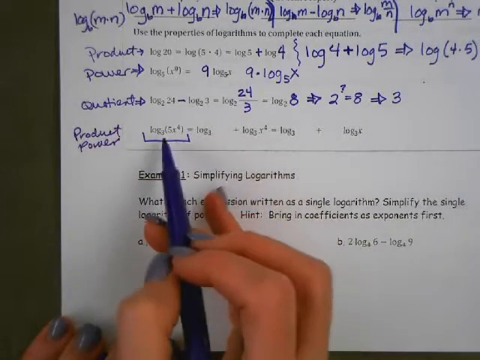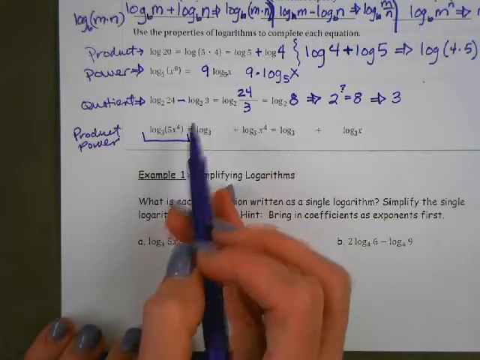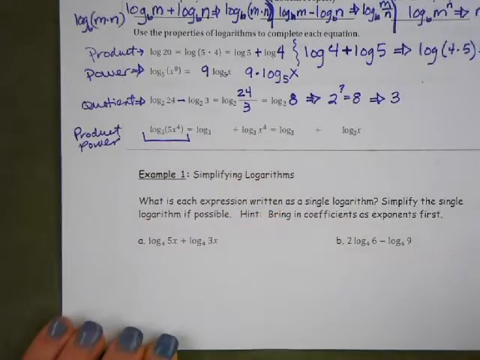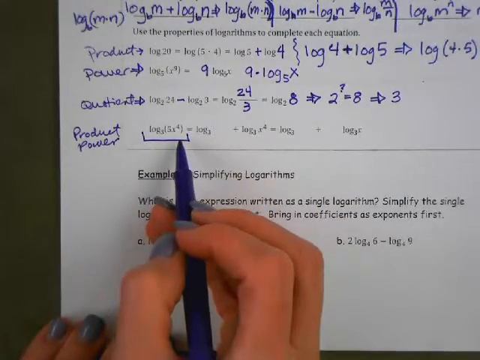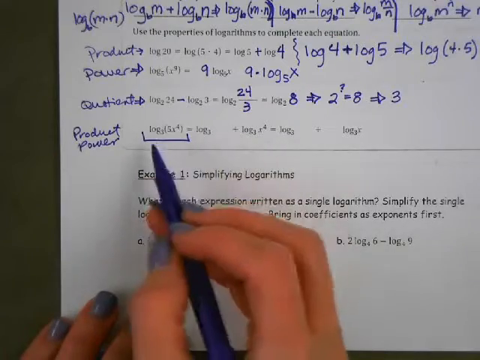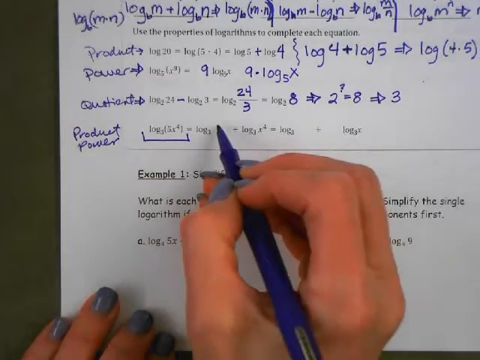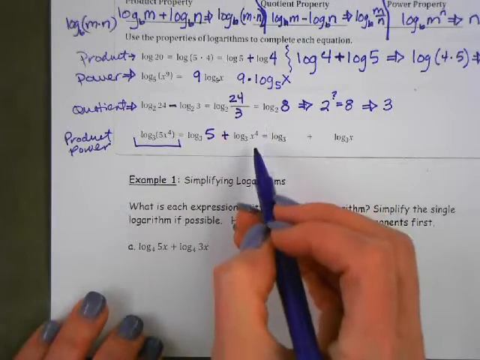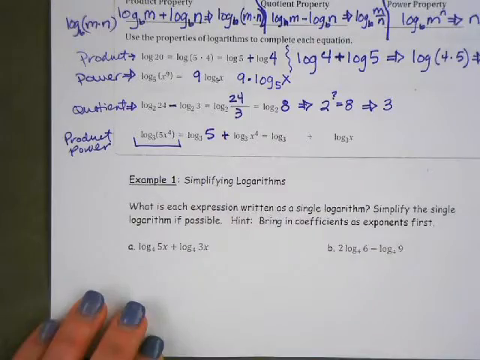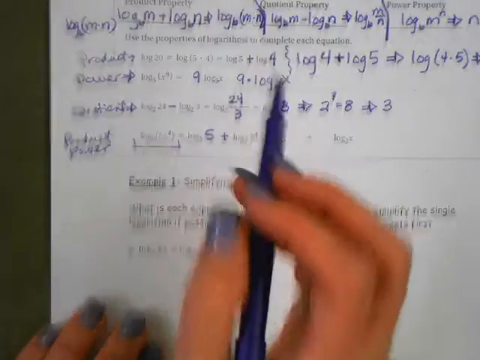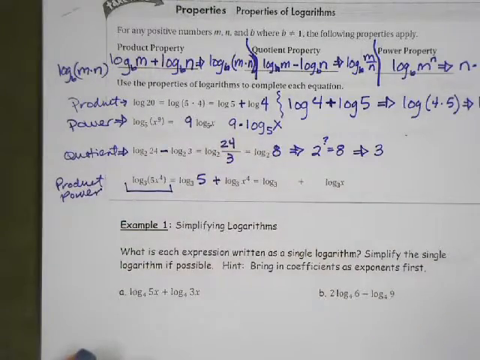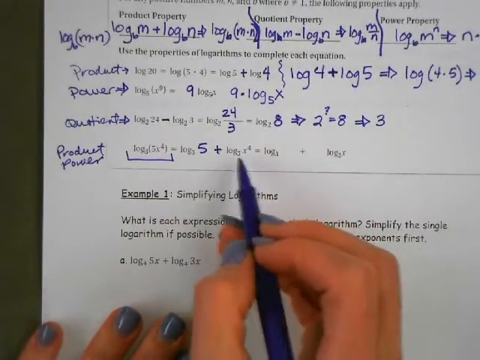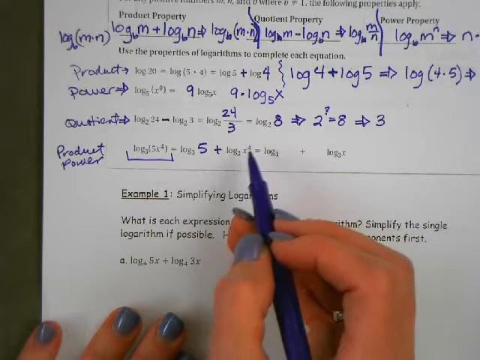Okay? I can use product because I have 5 times an x to the 4, so I have two things being multiplied there. And then I have a power because I have x to the 4th. Okay? So when I have this situation, I want to break it apart. So I would rewrite this as log base 3, 5 plus log base 3, x to the 4. So first I separate them, right? Because they're being multiplied, I'm going to use the product property.